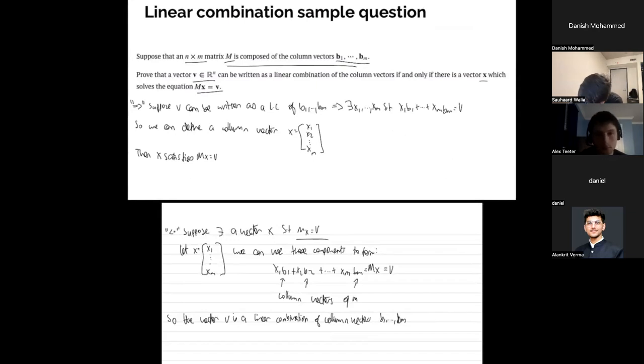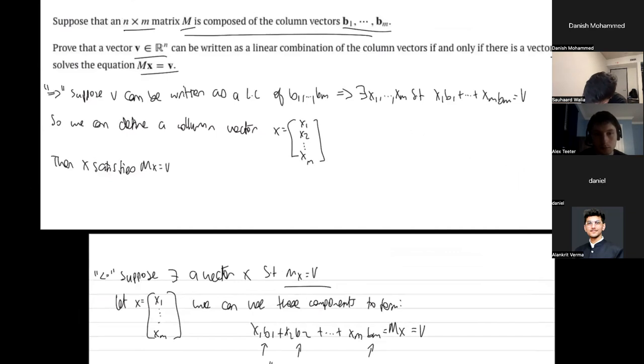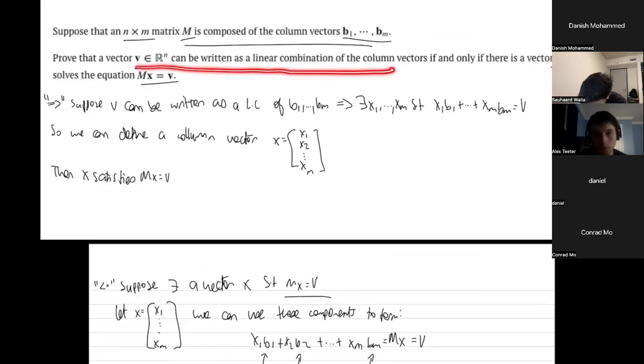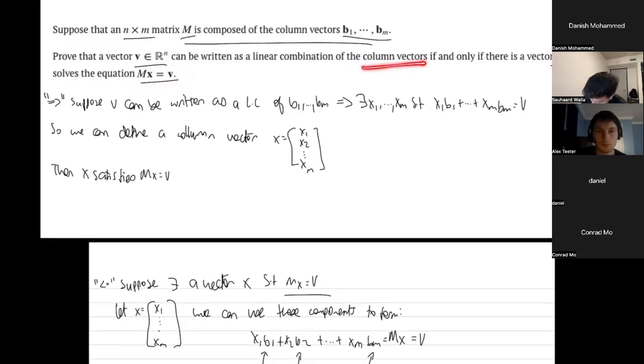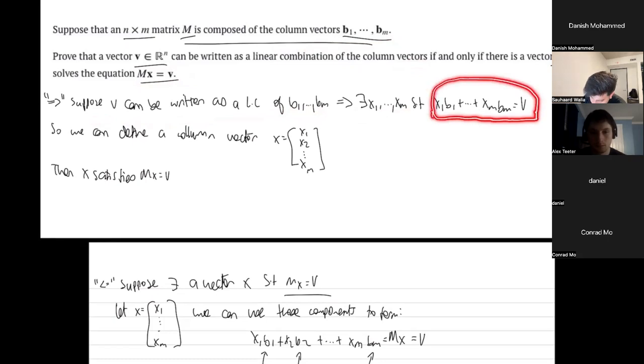So for the first half, we're supposing v can be written as a linear combination of b1 to bm, and we want to prove that there exists a vector x such that this holds. We said the column vectors are b1 to bm. So if that is true, there must exist a set of x1 to xm such that x1 b1 plus x2 b2 plus all the way to xm bm is equal to v, because v can be written as a linear combination of those b1 to bm.